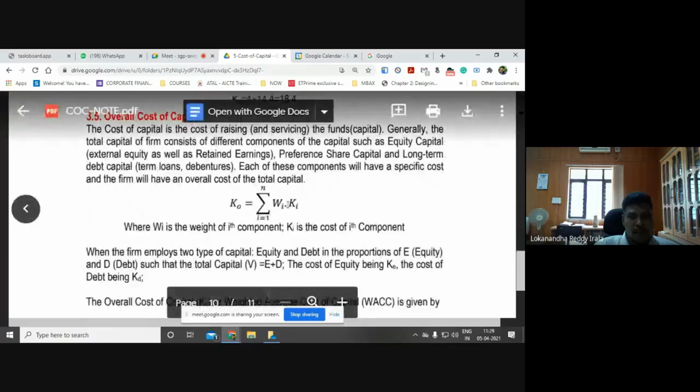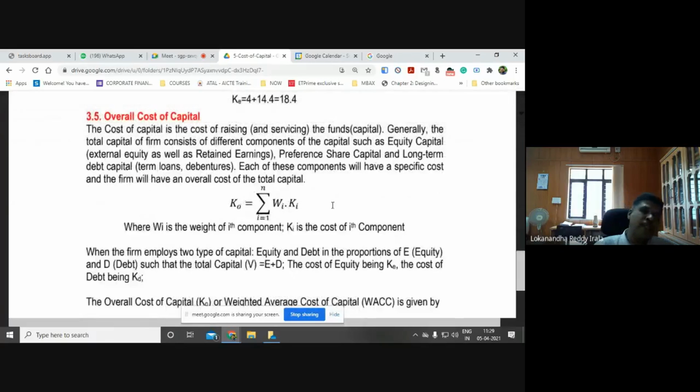Coming to the overall cost of capital, it is simply the weighted average of the different components of cost of capital. That means if you have three components in your capital, you will have to first individually determine the cost of each of those components. Then look at your capital structure and see in what proportion these components are made in your capital structure, and the proportion in which each component is included in your capital structure becomes its weight.